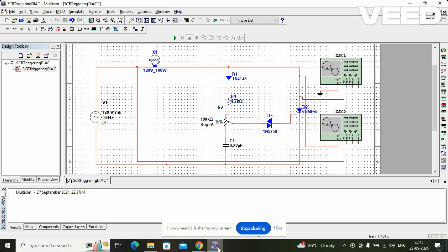And today we are going to discuss the triggering of SCR using DIAC. In the last two videos, we have discussed the triggering of SCR using R and RC firing circuit. But today we are replacing that R and RC firing circuit with a DIAC.